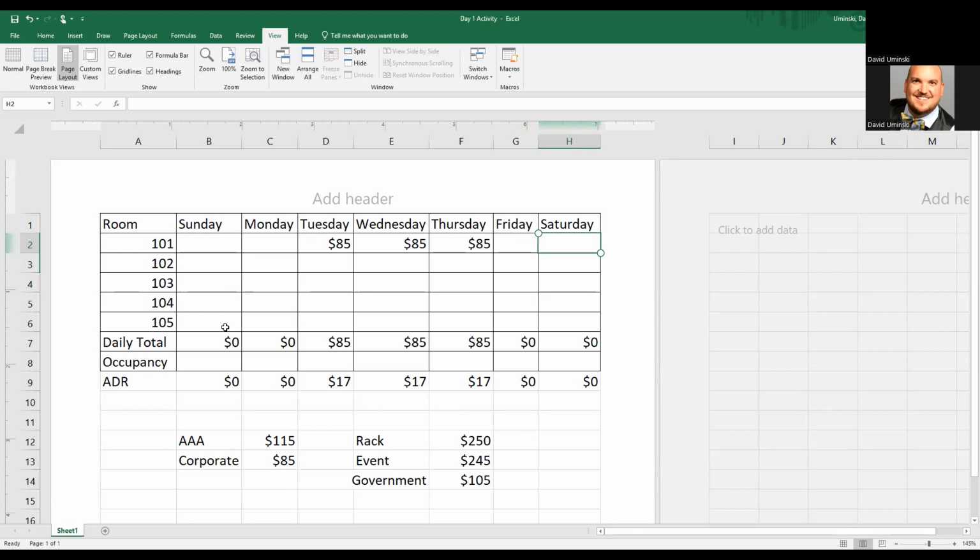Number 4 was the event rate check-in on Thursday for 3 nights. Number 5, the AAA rate of 115, checking in Wednesday for 3 nights.